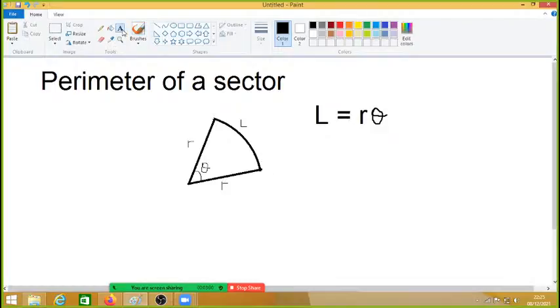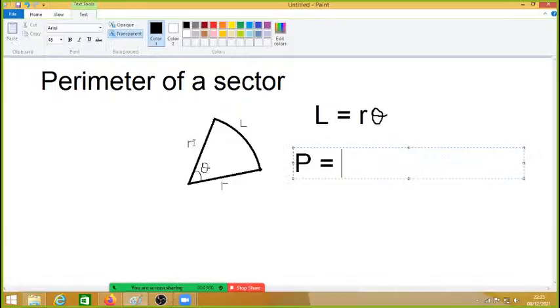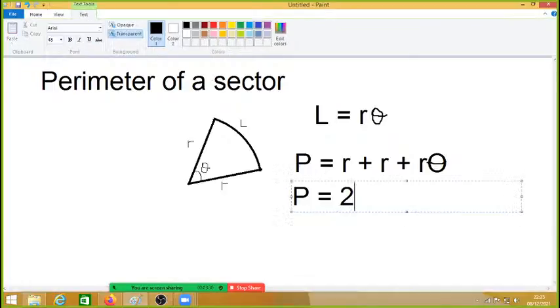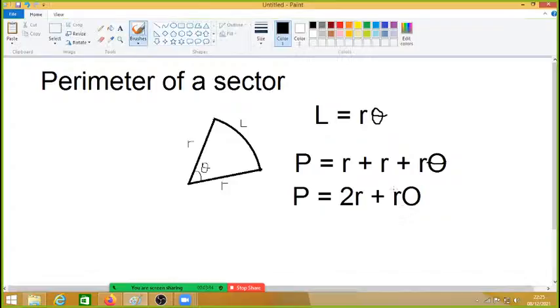So now we can say the perimeter of this sector will be the radius, this line here, plus the next line, which is also the radius, plus the length of the arc, which we know the formula is r theta. If we simplify that a little bit, then we can join these two r's together to get 2r. So we end up with the formula for the perimeter is 2r plus r theta.